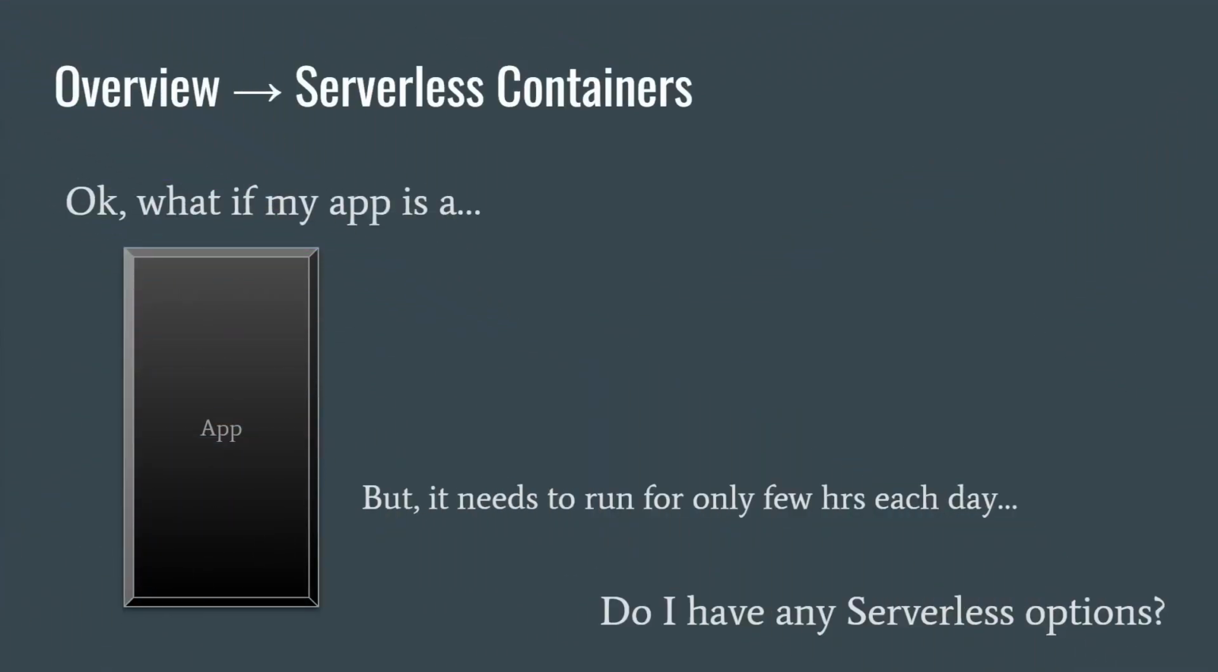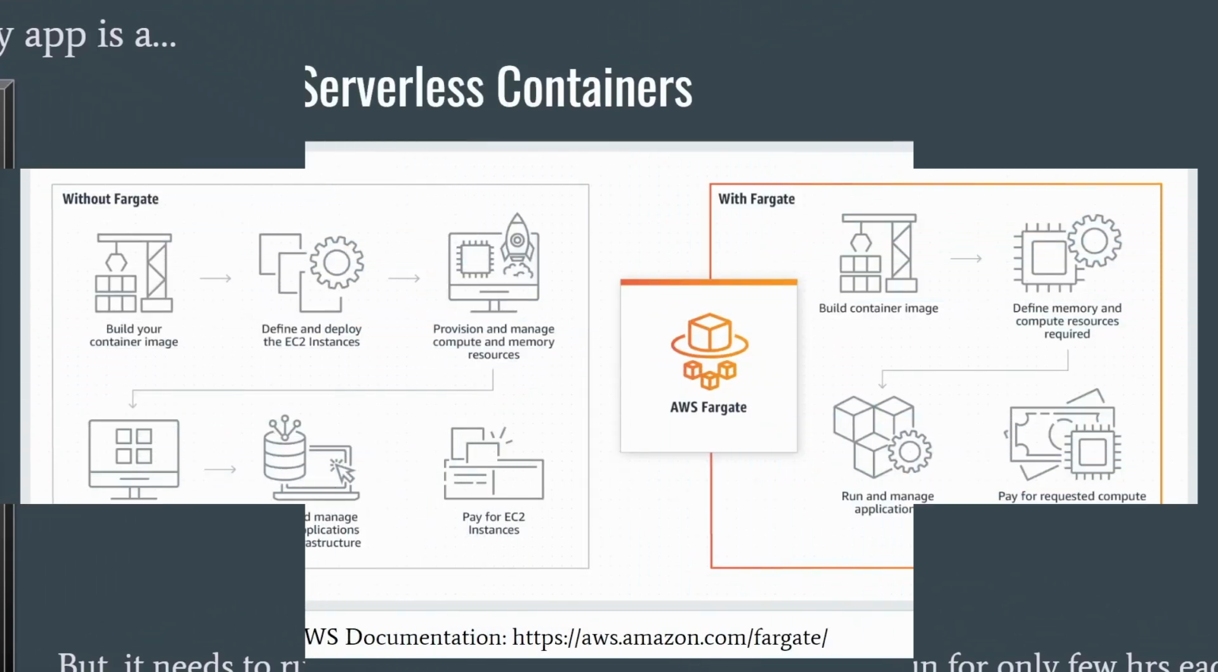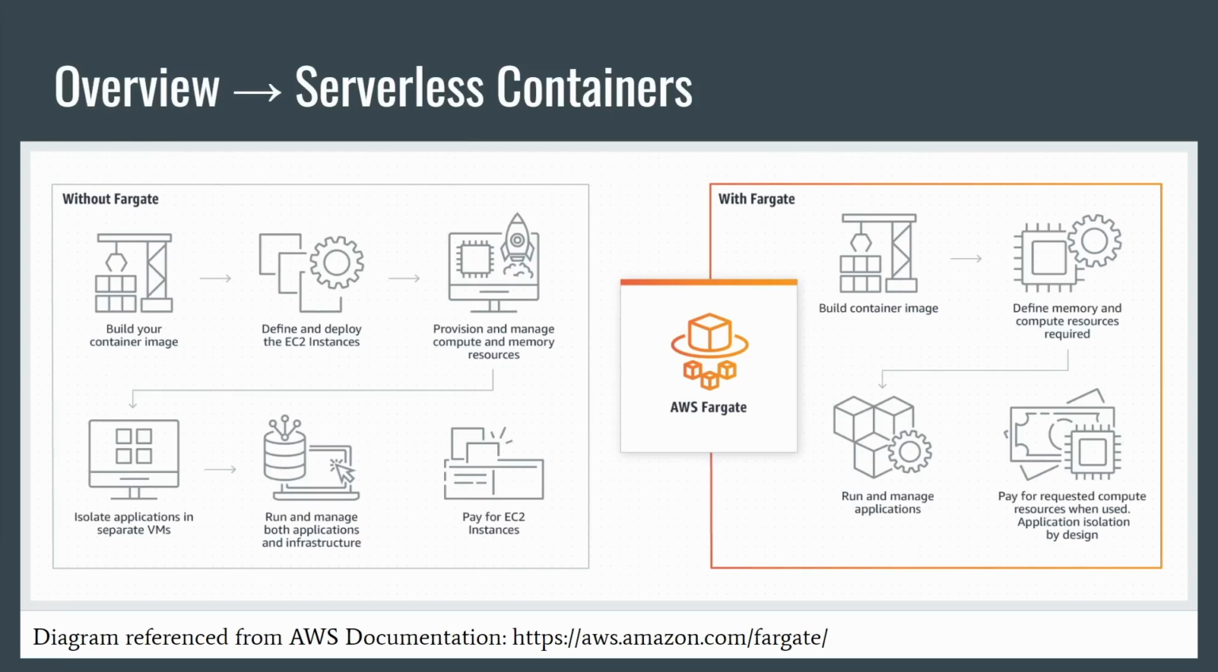Now, some of you may be thinking, well, the microservices look great, but my app is a monolith and I cannot really break it down into microservices. This is not going to work for me. But my app only runs for a couple of hours each day and it sits idle for the rest of the time. Are there any serverless computing options for me? Well, yes. AWS offers a service called Fargate that is suitable for these types of scenarios.